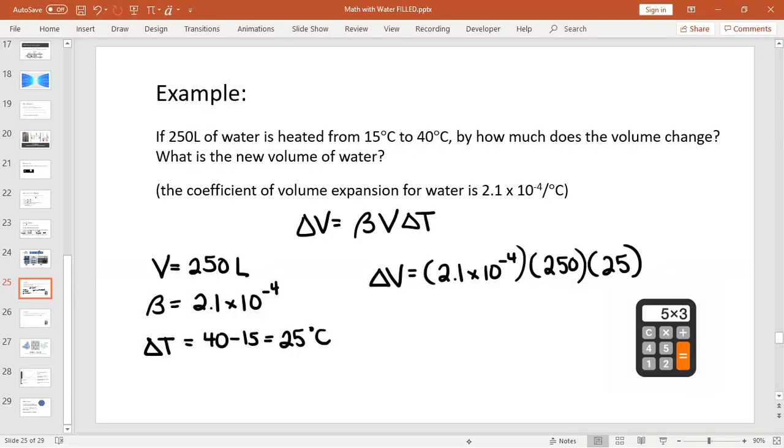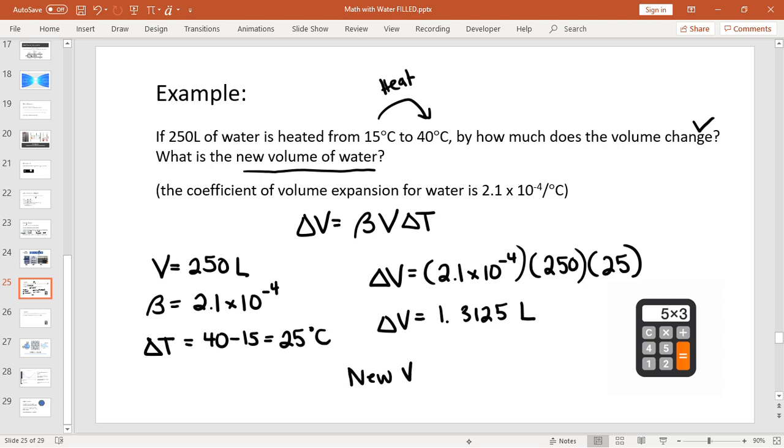So I'm ready to bring that back to my slide now. And I know that the change in volume was, and I've already forgotten it, 1.3125 liters. Okay, so I answered this question. What is the new volume of the water? Before you answer this, think about what you did. Did you heat it or cool it? I went from 15 to 40, so I was heating. If you are heating, you're going to add to find your new volume. It's going to be your original volume plus your change in volume. So we take that 250, we're going to add 1.3125, and we're going to end up with 251.3125 liters. So a little bit of change, but a change nonetheless.